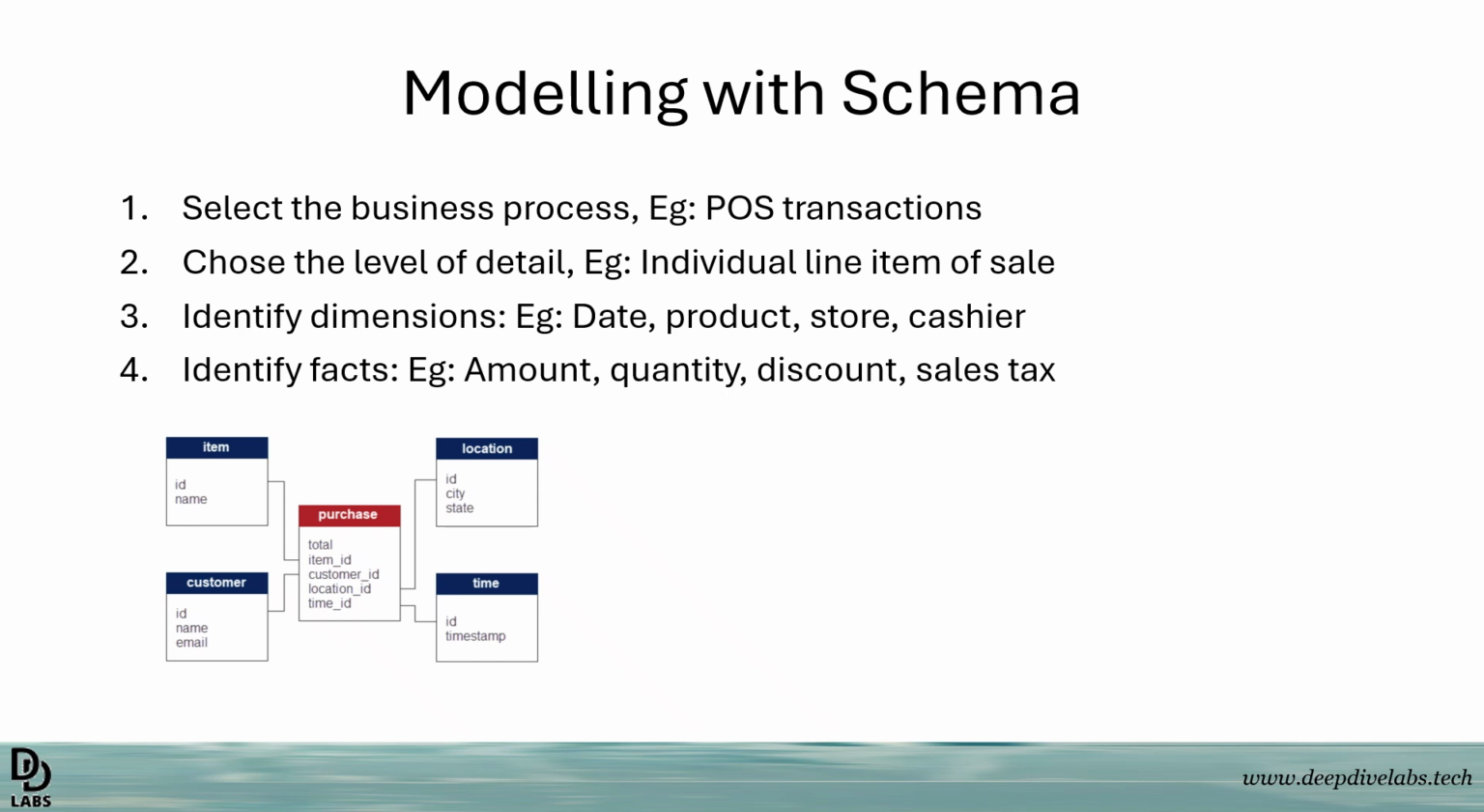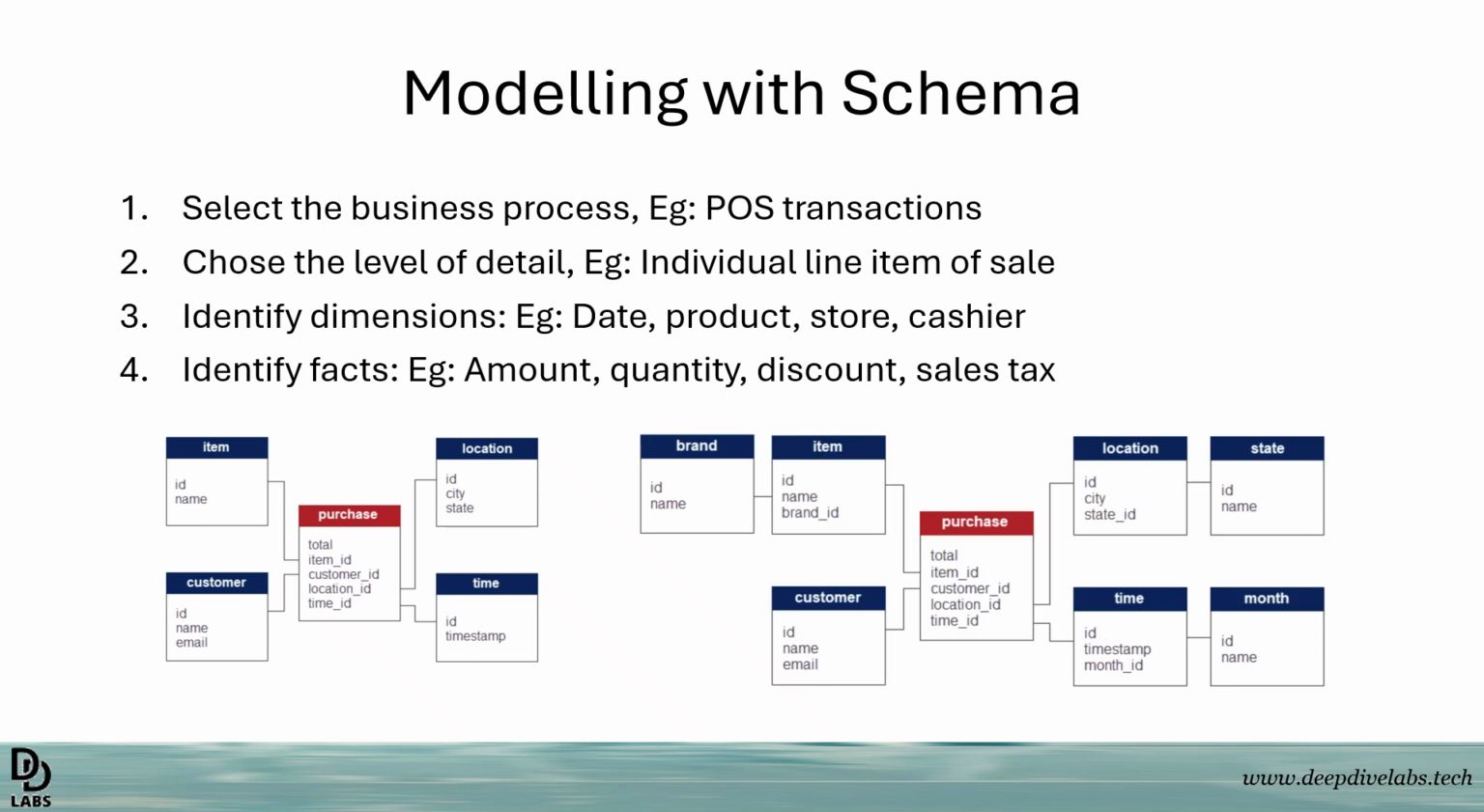You can put purchase as the central fact, and then the different dimensions radiating from the centralized fact. And then you can break each of these dimensions into sub-dimensions. For example, your product can have just a name and ID, which can be further divided into the brand information. Similarly, time can further be divided into yearly, monthly and daily information.